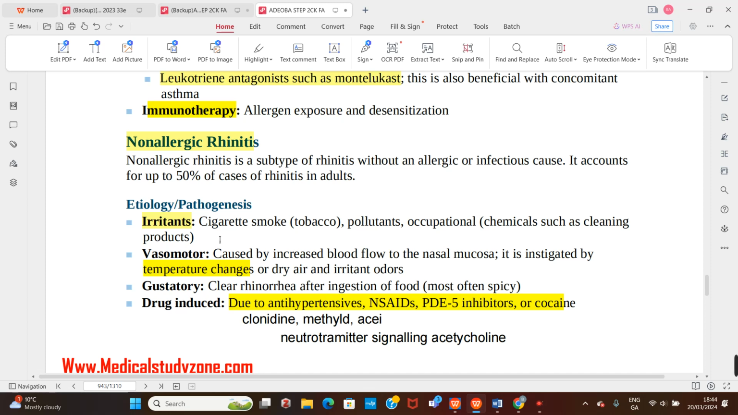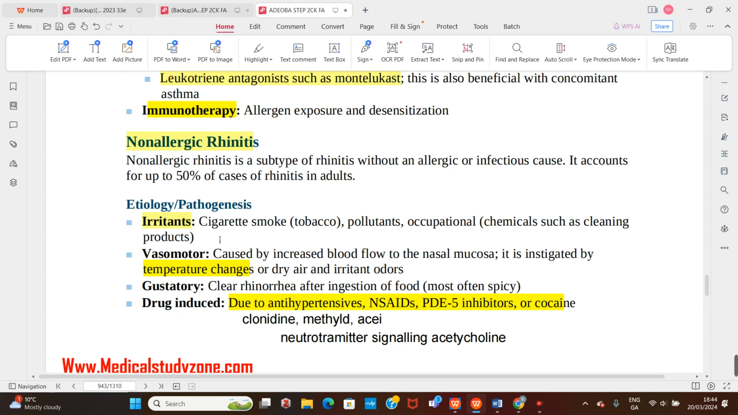Vasomotor. Vasomotor is just due to vasodilation, increasing blood flow to the nasal mucosa. Usually, it occurs in people that get exposed to irritant odors like some strong perfumes, dry air, or temperature change. Cold, dry air, perfumes can increase the blood flow to the nasal mucosa, leading to vasomotor rhinitis. Don't forget, it is the only one that is not associated with inflammation.